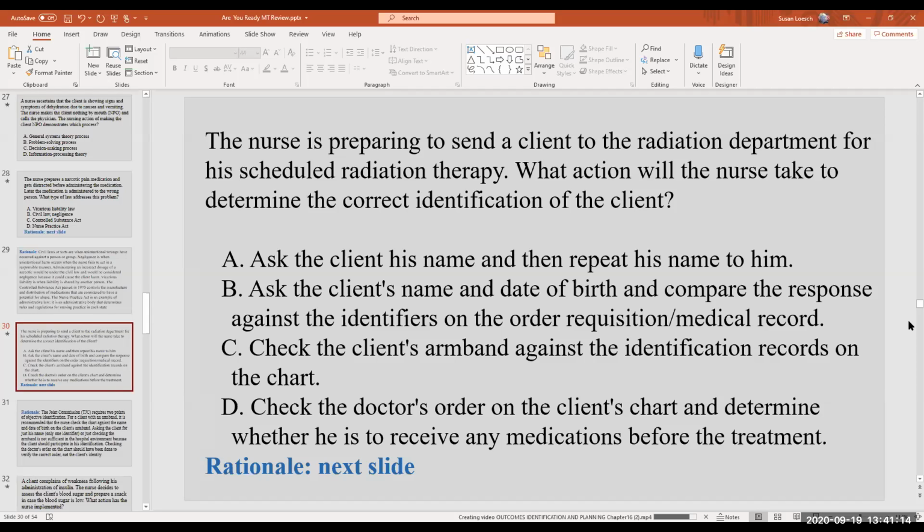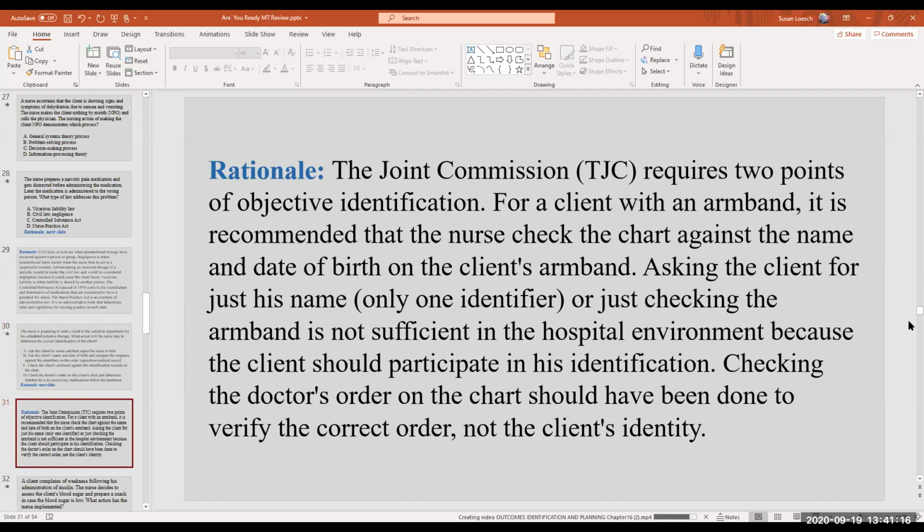So the Joint Commission requires 2 points of identification. And sometimes even 2 points are not good enough, okay? I've seen medication errors on 2 points. For a client with an armband, it's recommended that the nurse check the armband against the chart, against the name and date of birth on the client's armband. Asking the client for just his name only, one identifier, or checking the armband alone is not sufficient in this environment, because the client should participate in the identification process. Checking the doctor's order on the chart should be done to verify the correct order, not the client's identity.